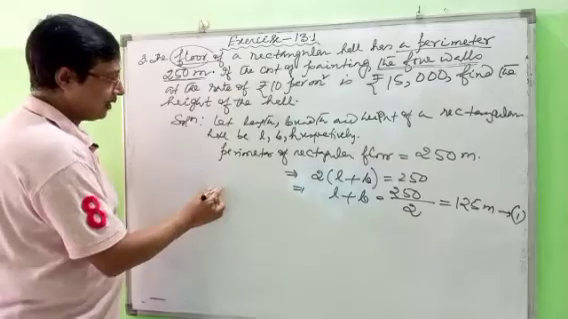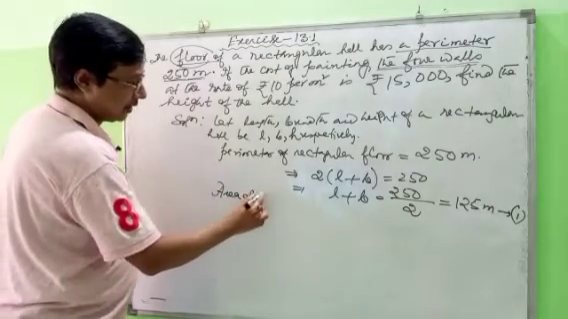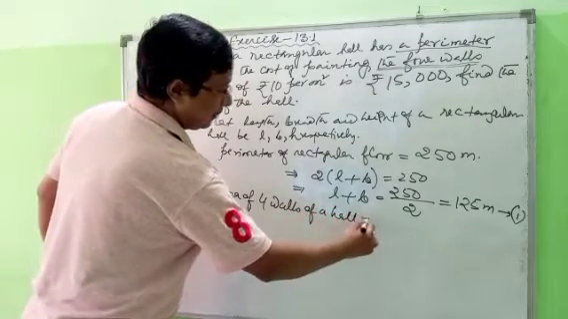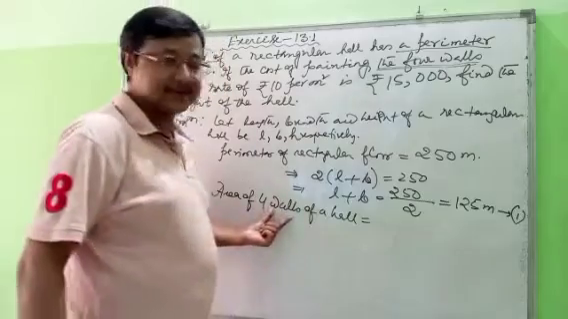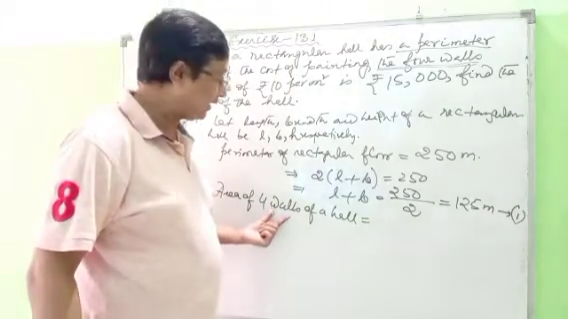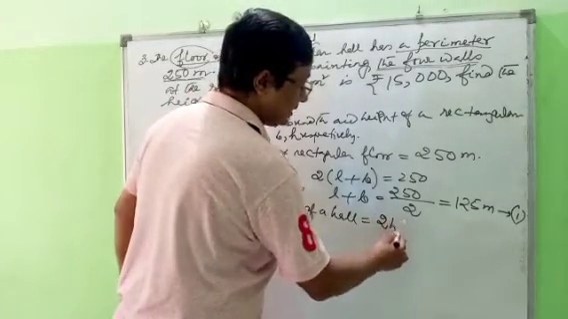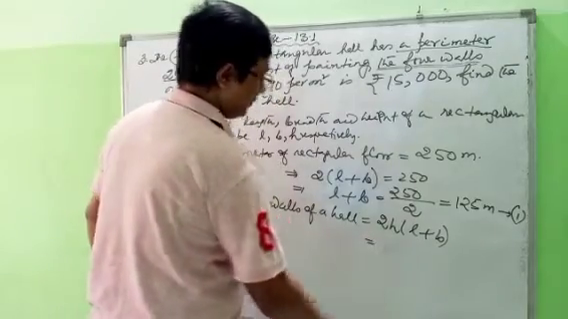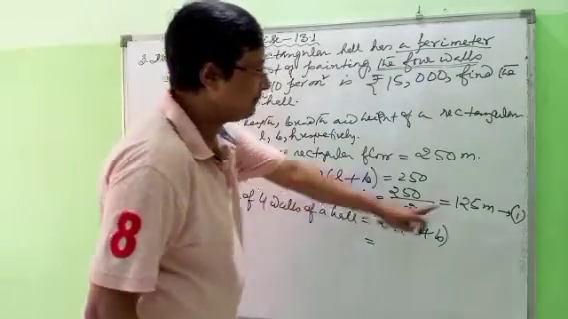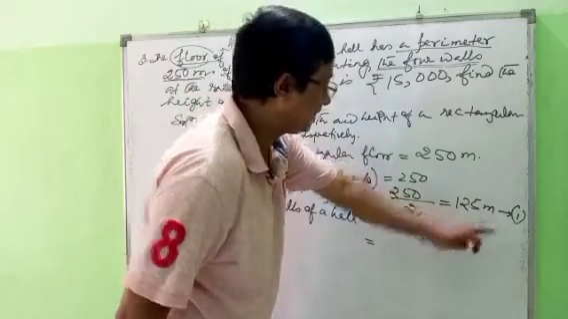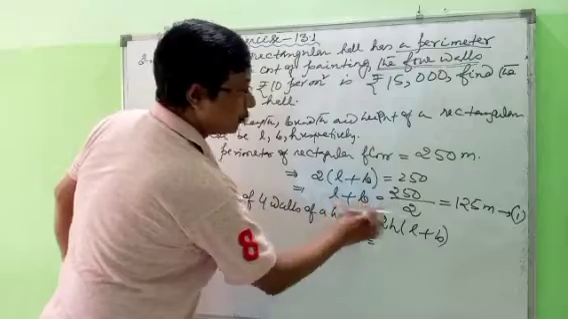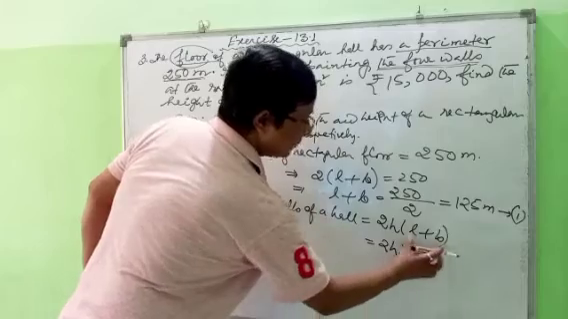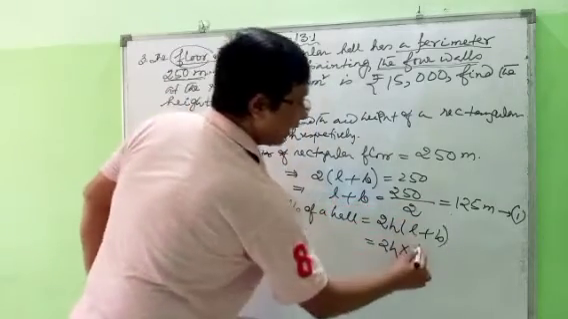So now the area of the 4 walls of a hall equals, now 4 walls, that is the lateral surface area, that is only the 4 walls. So the formula is 2 times height times (L plus B). Here L plus B you have got 125 meters. So in place of L plus B you will put 125 meter. So it is 2H into 125.